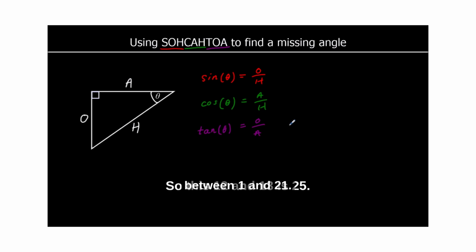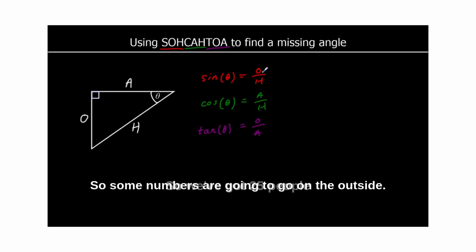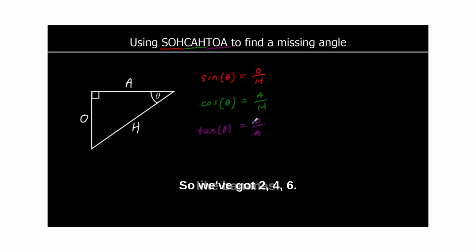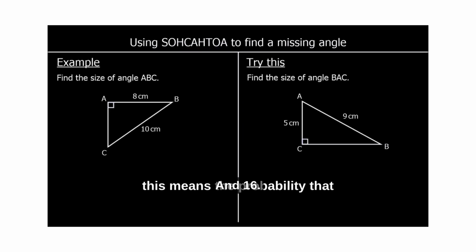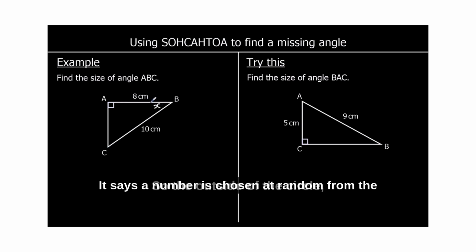So in this video, we're going to be given two sides, so we're given the ratio, and we're going to use that to work out a missing angle. So let's look at an example. This question says find the size of angle ABC. So ABC is this angle here.